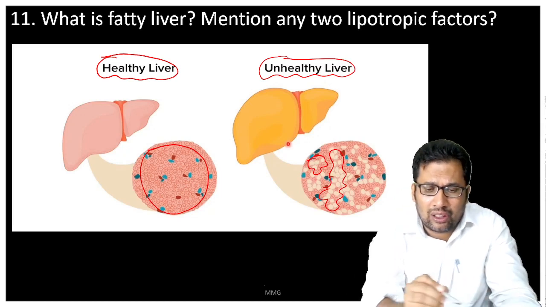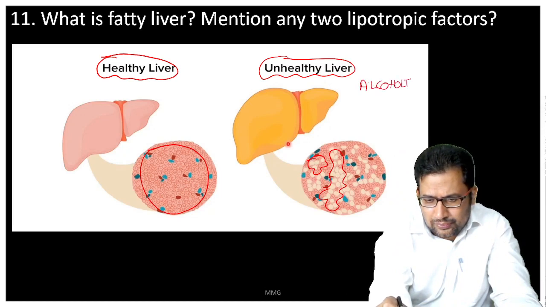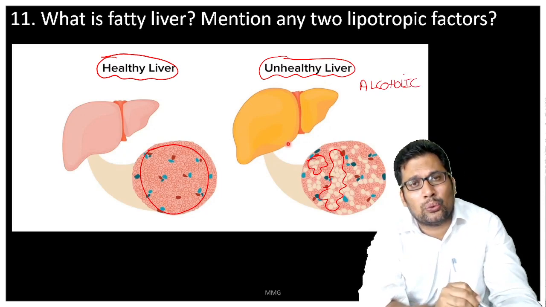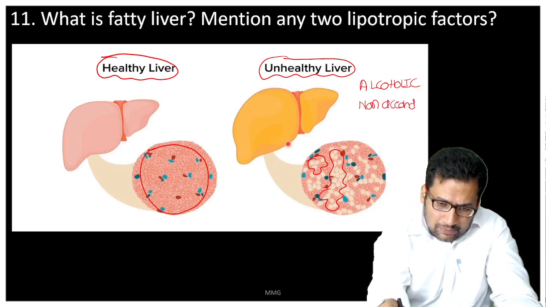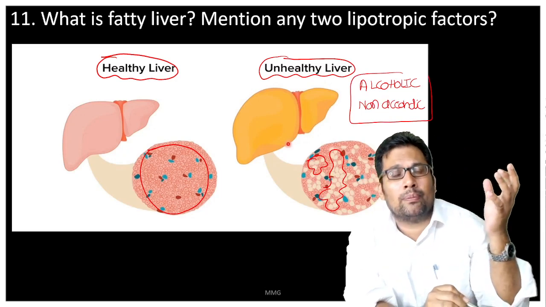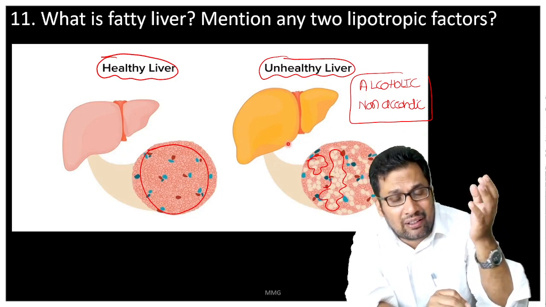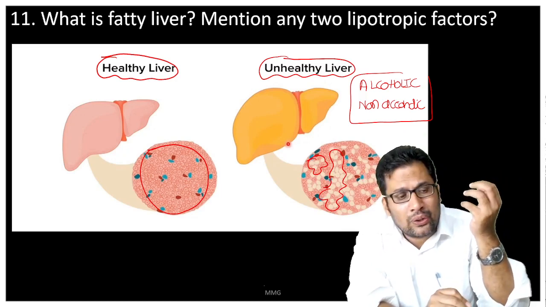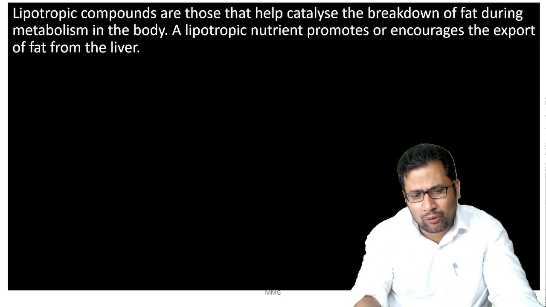So fatty liver either can be due to alcoholic liver disease, or it is due to non-alcoholic liver disease, like metabolic syndrome, diabetes mellitus, obesity, and certain drugs that can lead to fatty liver. Next, the question is, what are lipotrophic factors?